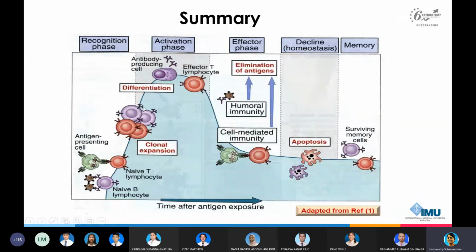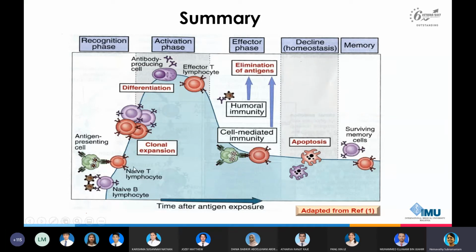The activated cells will differentiate into antibody producing cells if it is a B cell, or effector T cells if we are talking about activation of T cells. Okay, that's your activation phase. So your activation phase is here. That's where you can see the surge of reaction. All right, that is the activation phase.